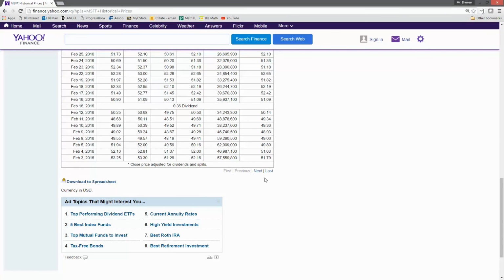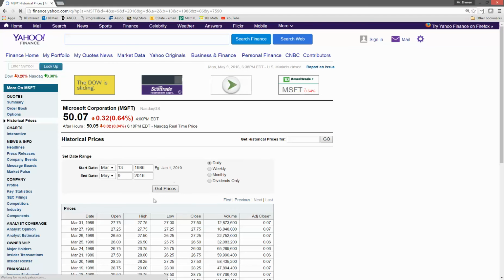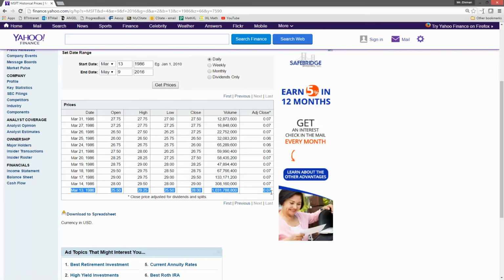So let's do this. Let's just go to the last page and see where that takes us. If I click on this last page, oh yeah, that'll work. That'll save us some time in class. There we go. We go to the last page and we can see some information on Microsoft when it first became available in 1986. Now I'm going to look at this open column because I'm going to assume that I bought this stock the moment that it became available.